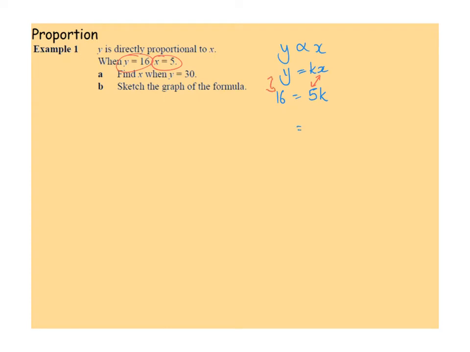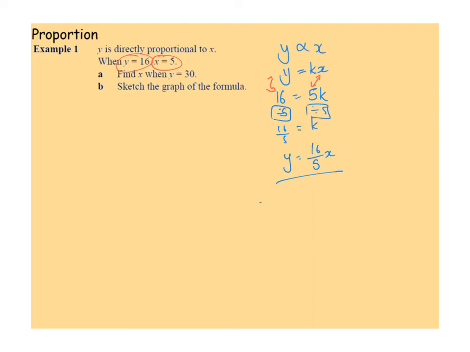And so this tells me that k is 16/5 because I can divide both sides by 5. And of course k is a constant, that's what k stands for, a constant of proportionality. So now we know that in all cases where we're talking about the variables x and y in this question, the value of k is 16/5.